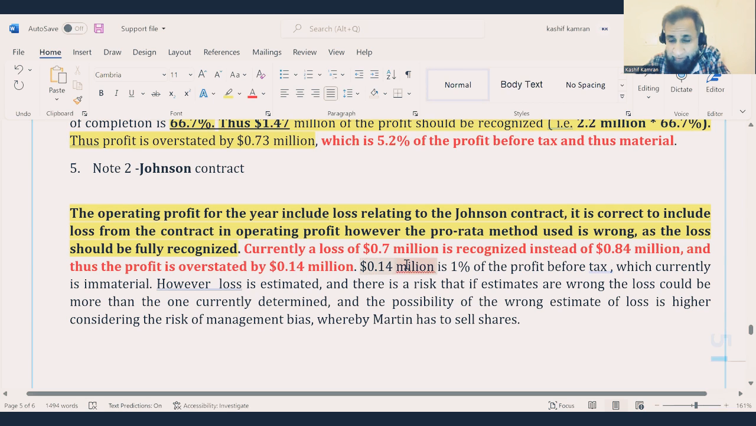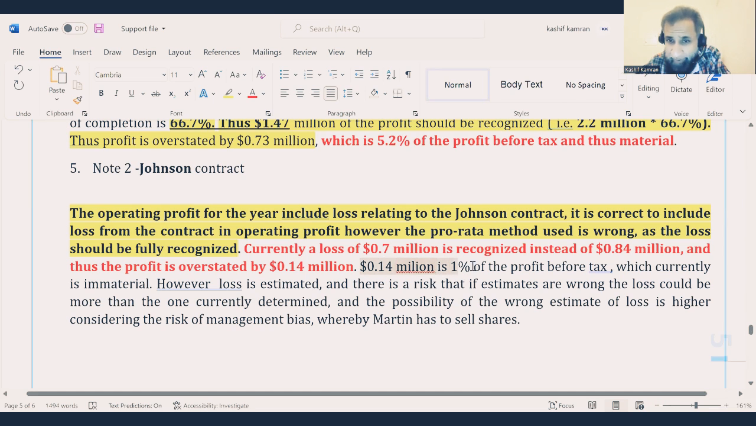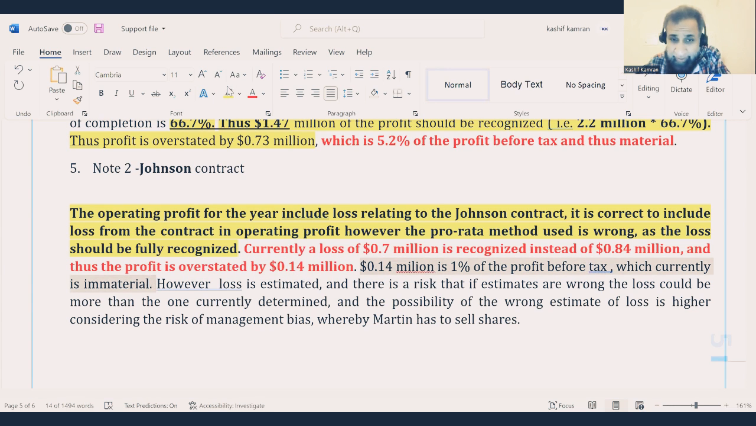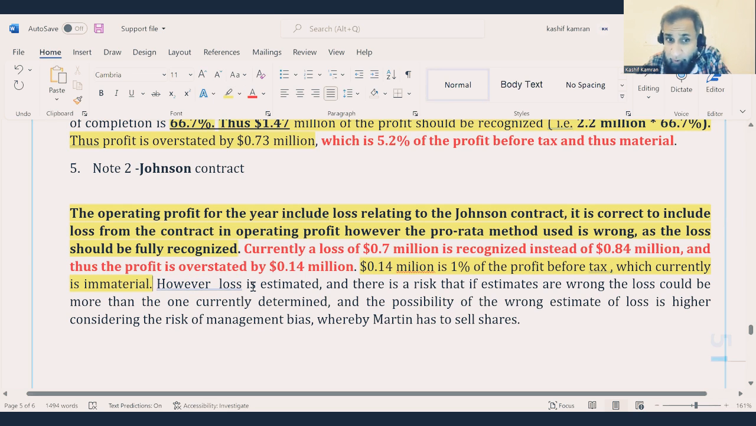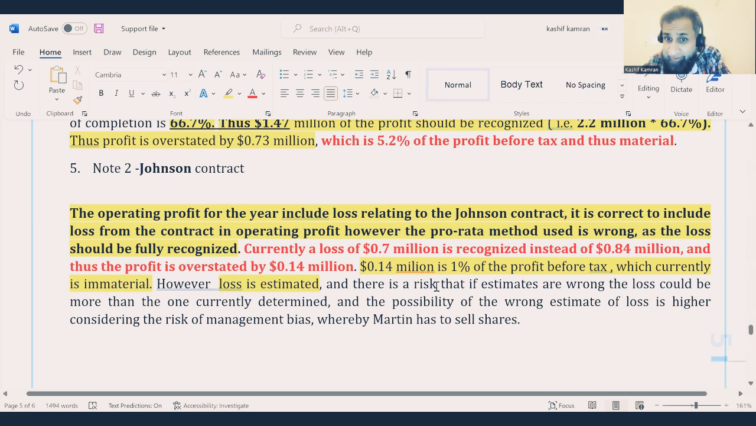Now 0.14 million is 1% of the profit before tax, which is currently immaterial, because profit materiality starts from 5%. But you need to understand, however, the loss is estimated. And there is a risk that if the estimates are wrong, the loss could be more than the one currently determined.